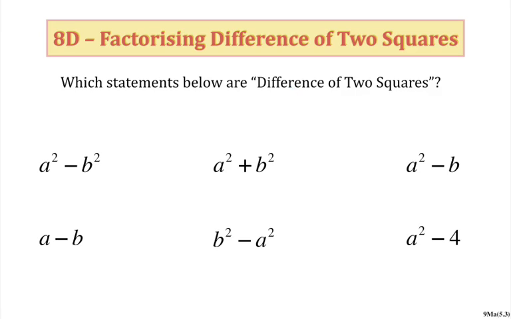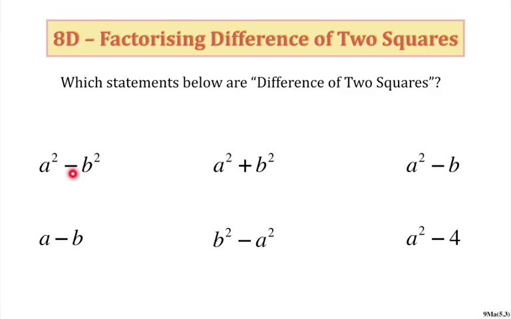The other thing that we need to concentrate on is this. We've got two squares, so we've got to look for a minus sign, and it has to be between two different terms that are both perfect squares. Let's have a look at our 6 different questions here and decide which ones might be a difference of two squares. Let's look at the first one on the top left.